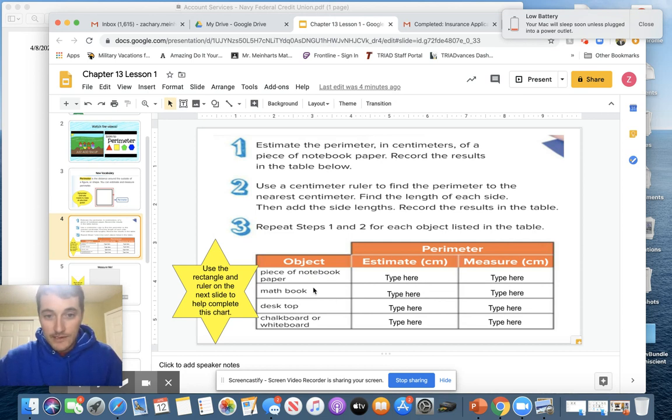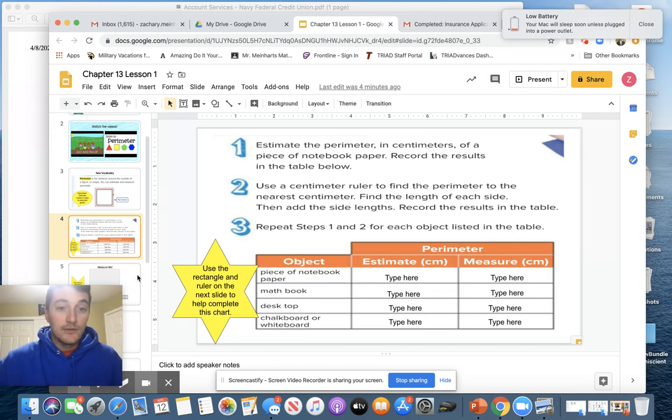As you'll see in this table, you have piece of notebook paper, math book, desktop, chalkboard, or whiteboard. Now, that's just estimates, okay? Because I know we're not in class, so you don't really have a desktop, you can use your table that you're working on. The chalkboard or whiteboard, that could be maybe your computer, okay? And then use a centimeter ruler, just a regular ruler that has inches and centimeters, to find the perimeter, okay? So I want you guys to do that.